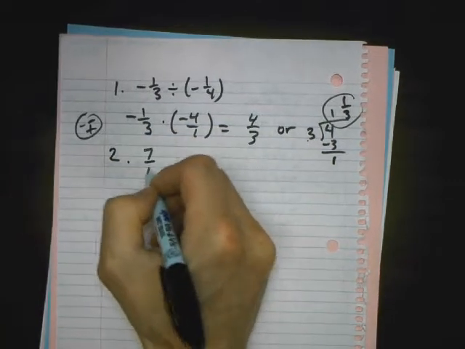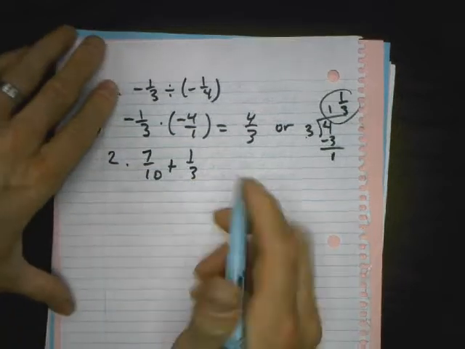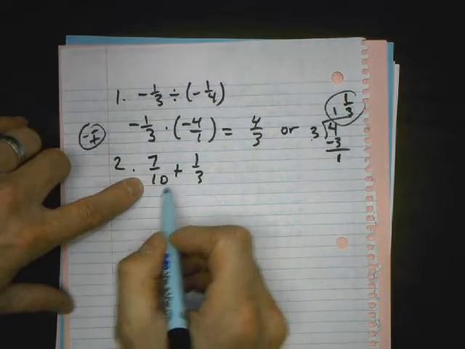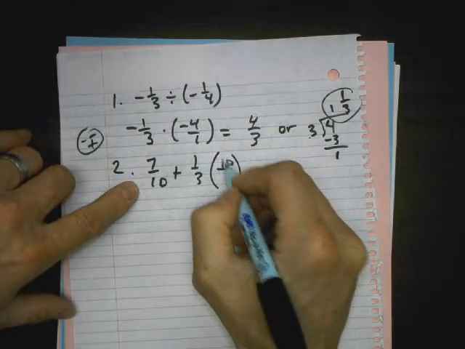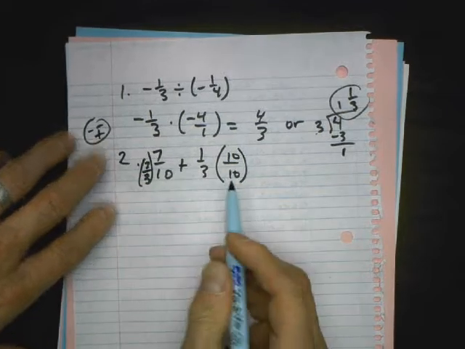We're going to add fractions. 7/10 plus 1/3. This is where we need a common denominator, right? Same size pieces on the bottom. So I look at my factors of 10: 10, 20, 30. The first time these are going to be the same is 30. So I multiply this by 10/10, and I multiply this by 3/3.